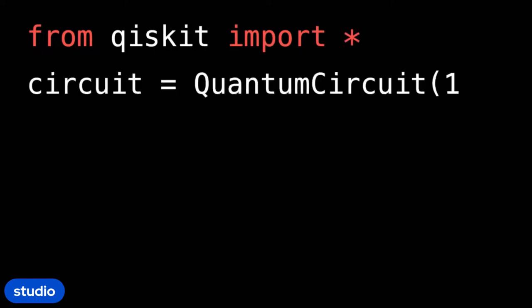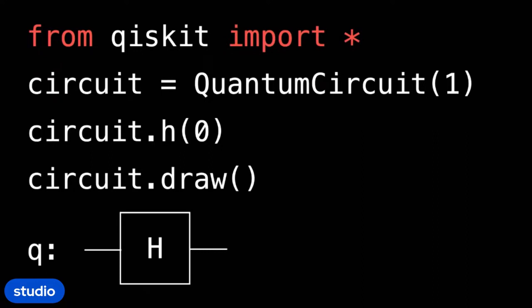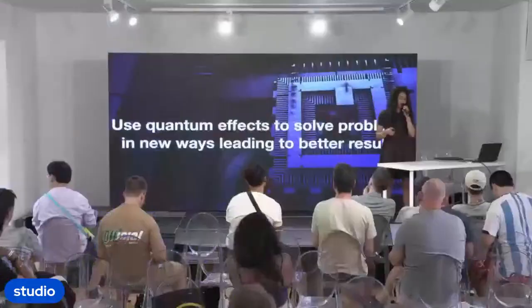So, okay, this is a little example of writing it in Python. And I'm trying to quickly pull it up. So yeah, basically here you say apply this gate to the quantum circuit. So yeah, there are a bunch of cool things that you can do, but the whole idea is that you use quantum effects to solve problems leading to new results.